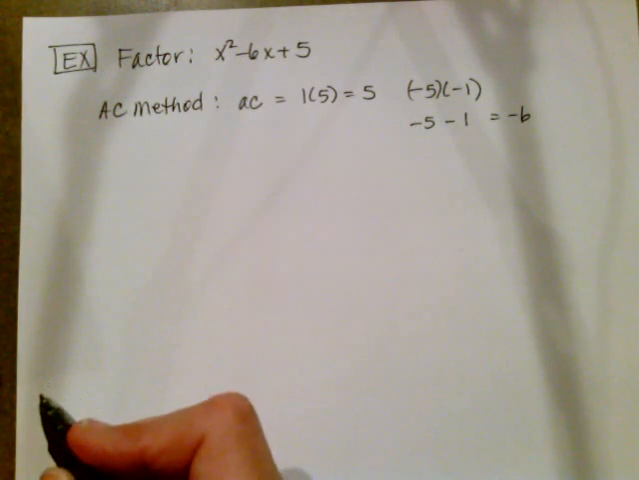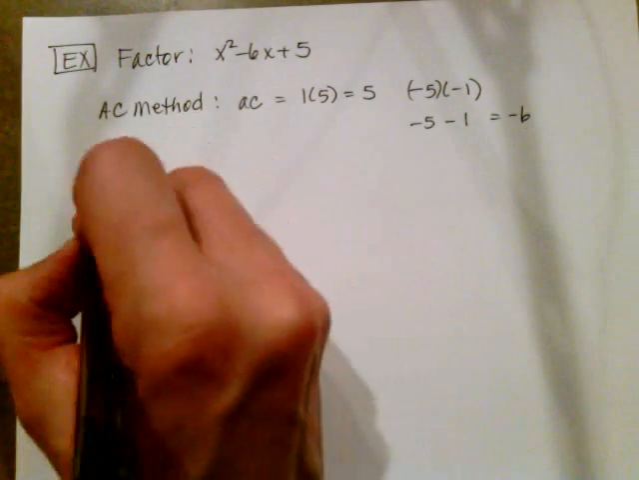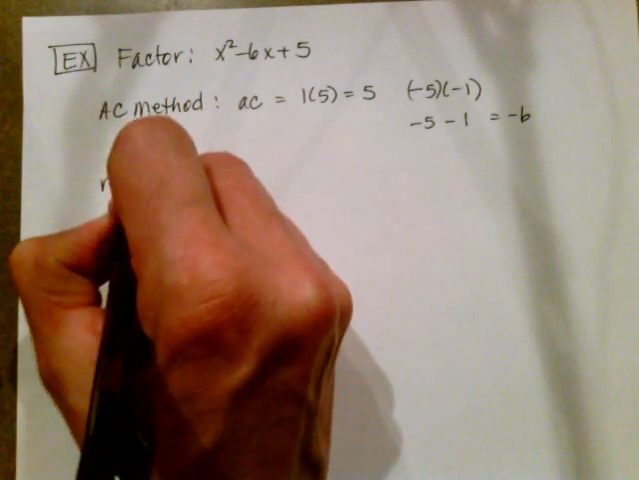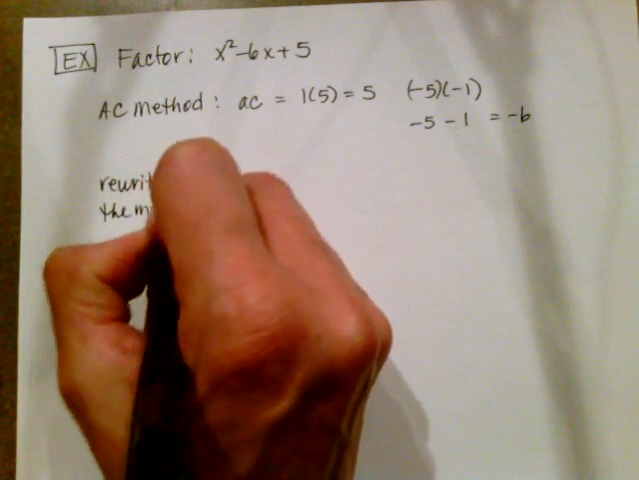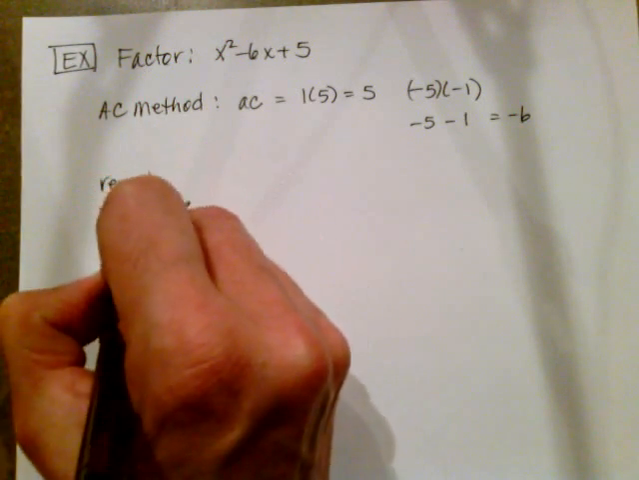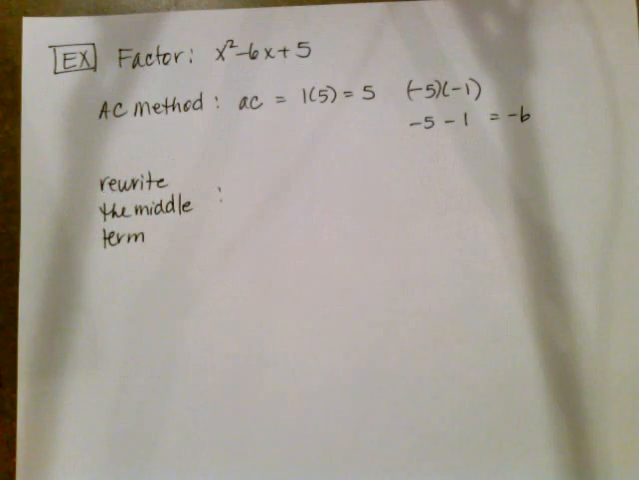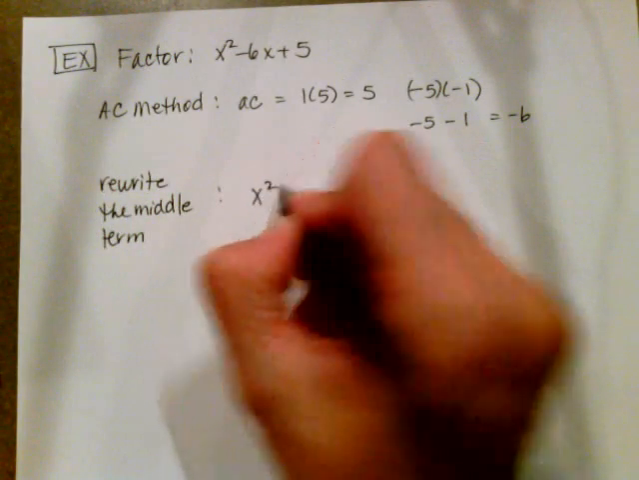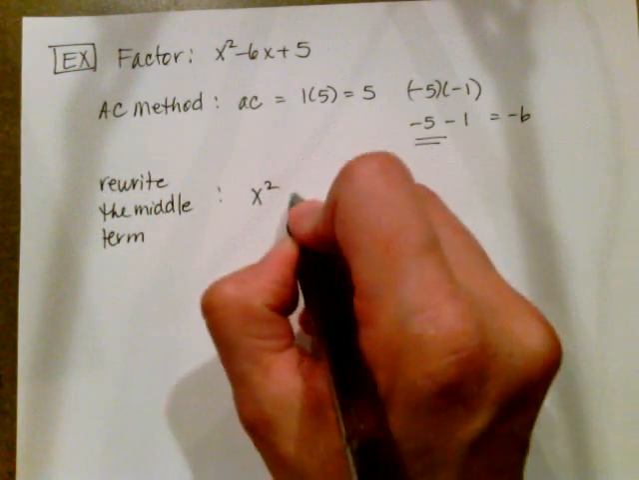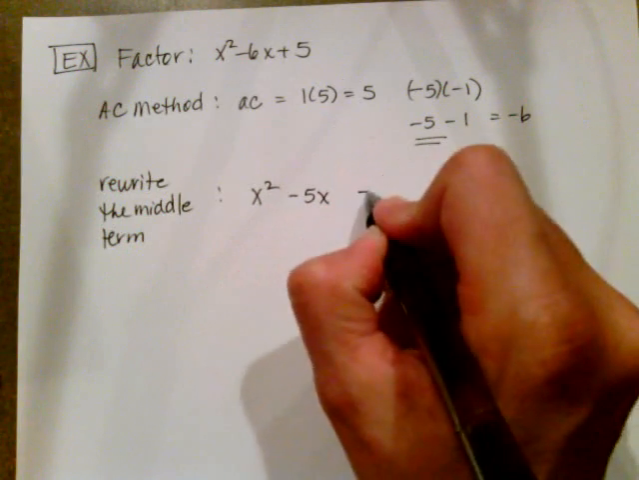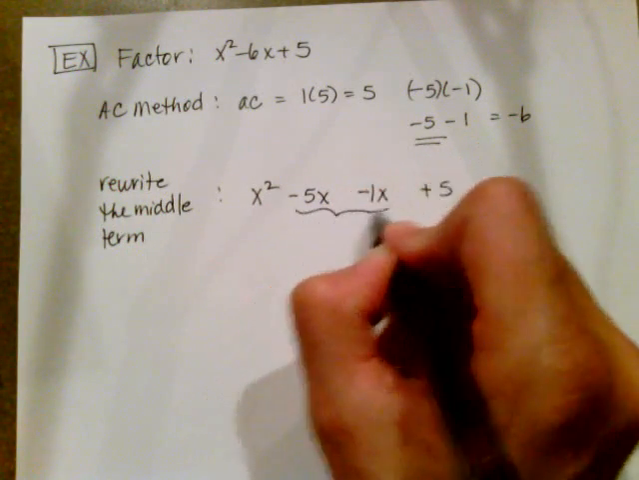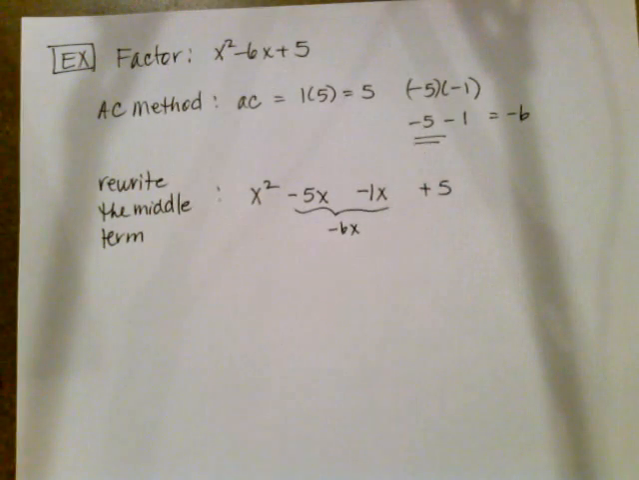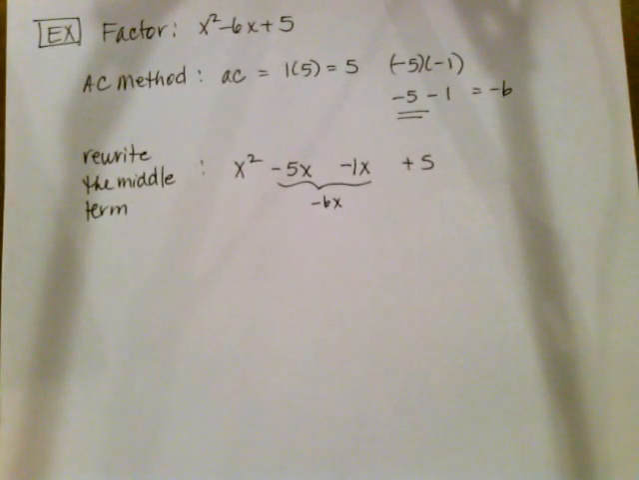Alright? My next step is to rewrite the middle term. So for the second step, it's going to be x squared, and I'm going to use this information, minus 5x, minus 1x, and then plus 5. I notice again that this is that middle term, negative 6x. I've just rewritten it in a different fashion.